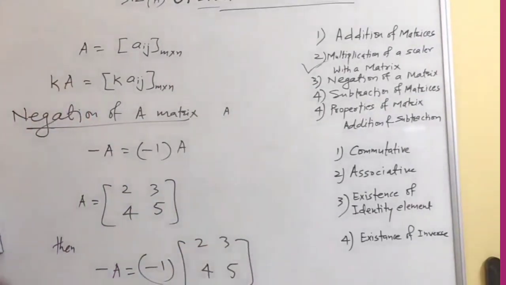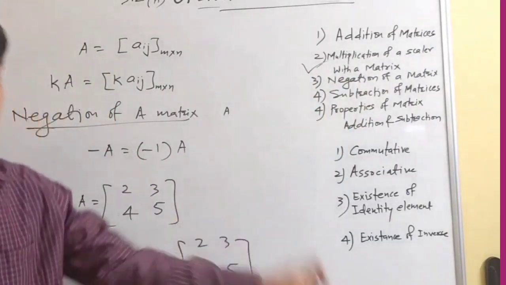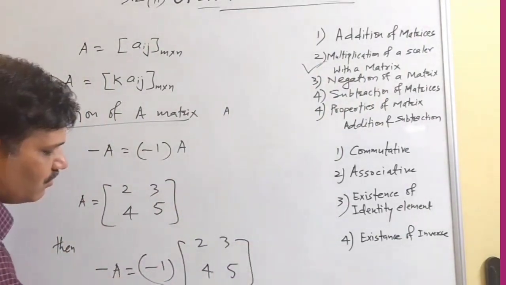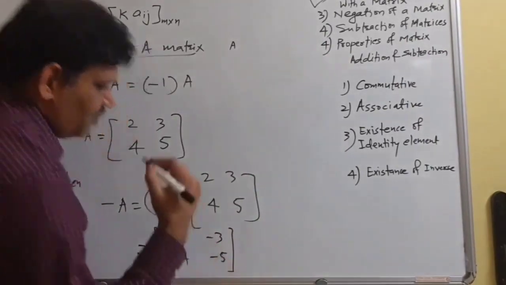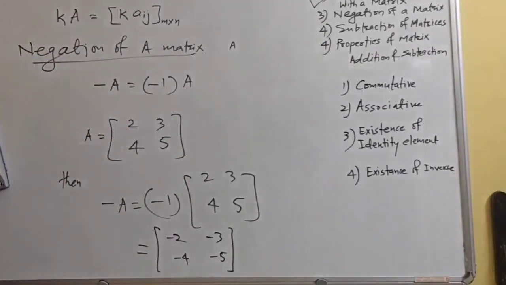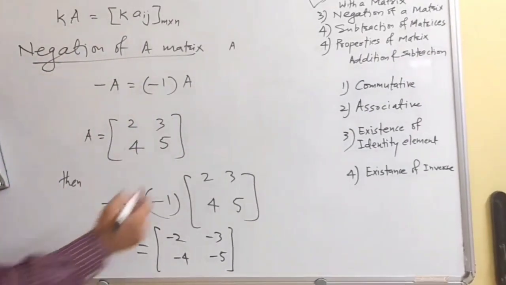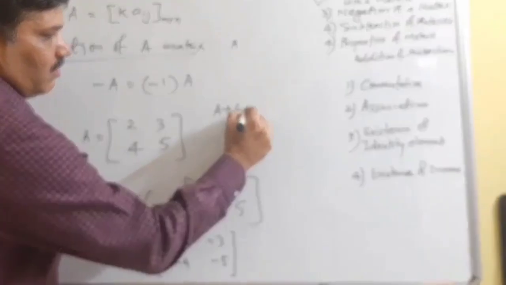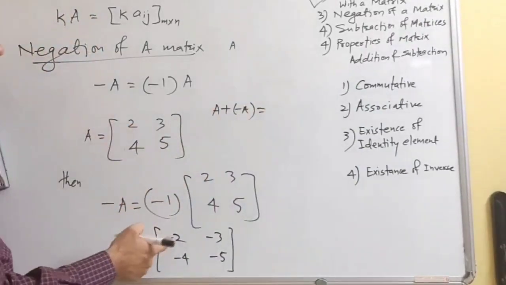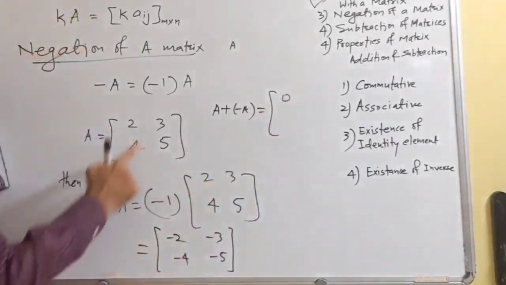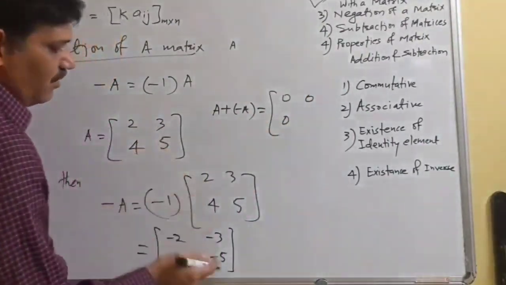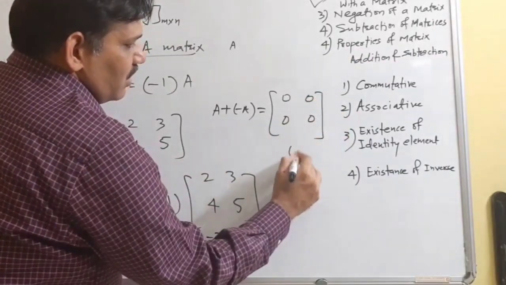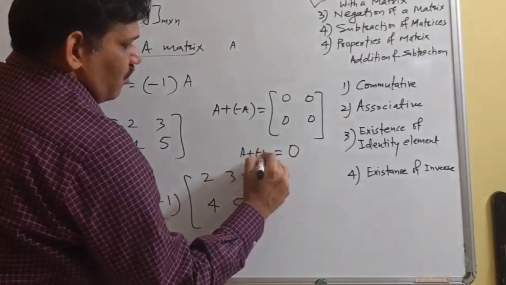And multiplication of a scalar with a matrix suggests that each and every element will be multiplied by minus 1. That is, we will reverse the sign of each and every element. This gives me minus 2, minus 3, minus 4, minus 5. If I add A to minus A, what am I going to get? 2 plus minus 2 will give me a 0. 3 plus minus 3 is 0. 4 plus minus 4 is 0. 5 plus minus 5 is 0. That is a 0 matrix of same order.